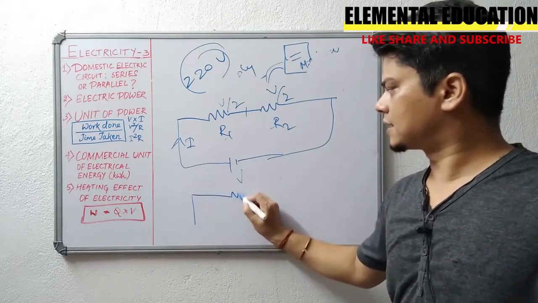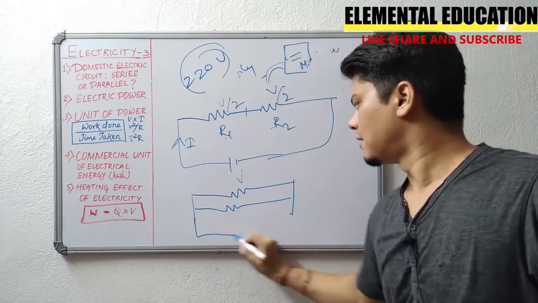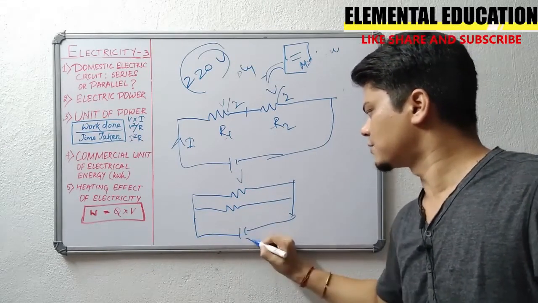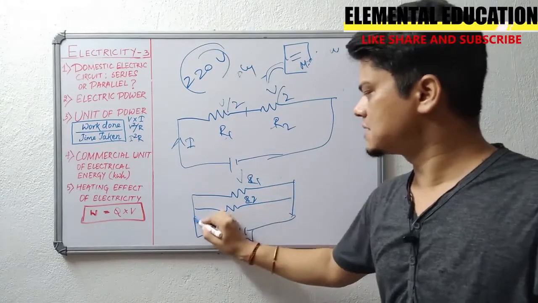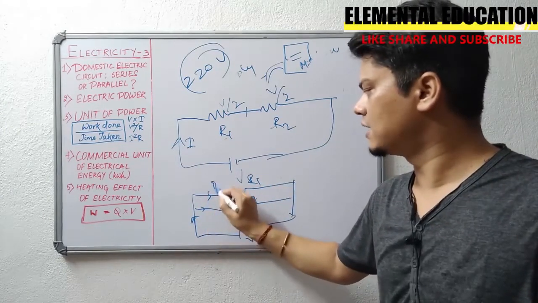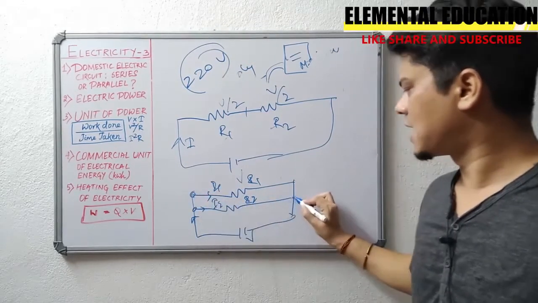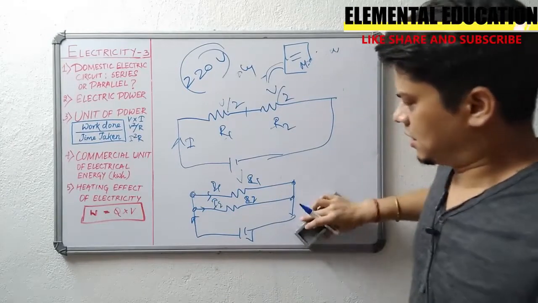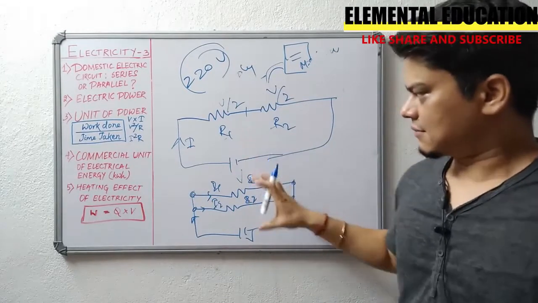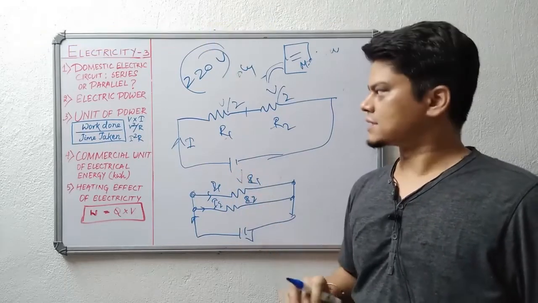Similarly, if we connect these two resistances in parallel, this is a voltage source. If these two resistances are in parallel, then what happens? The current is divided, I1 and I2. But the voltage or the potential difference across these two loads will be the same. So we are clear about what happens to current and voltage.